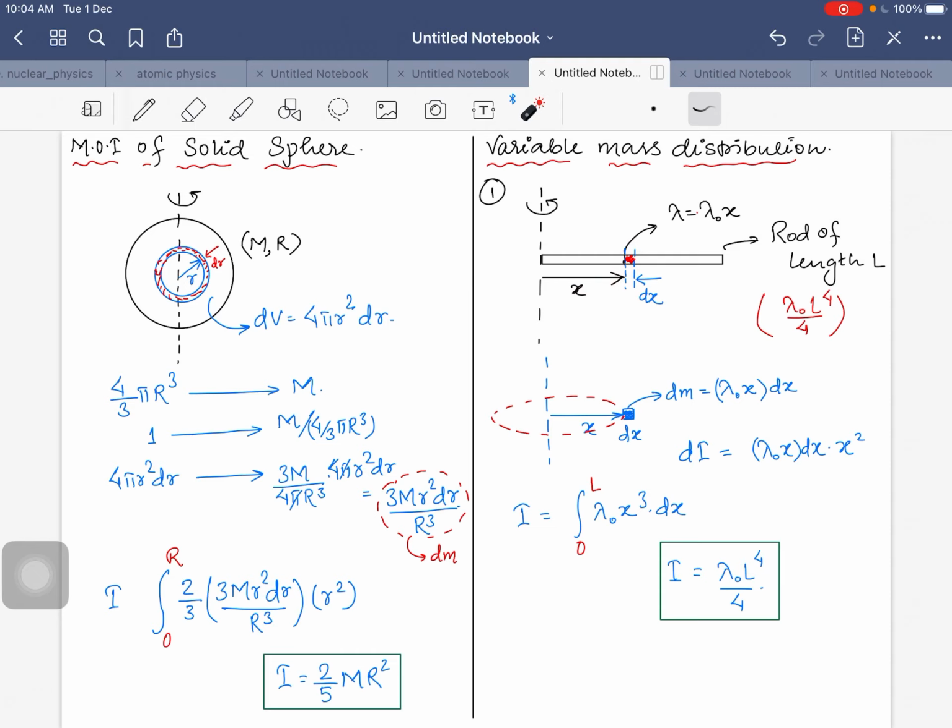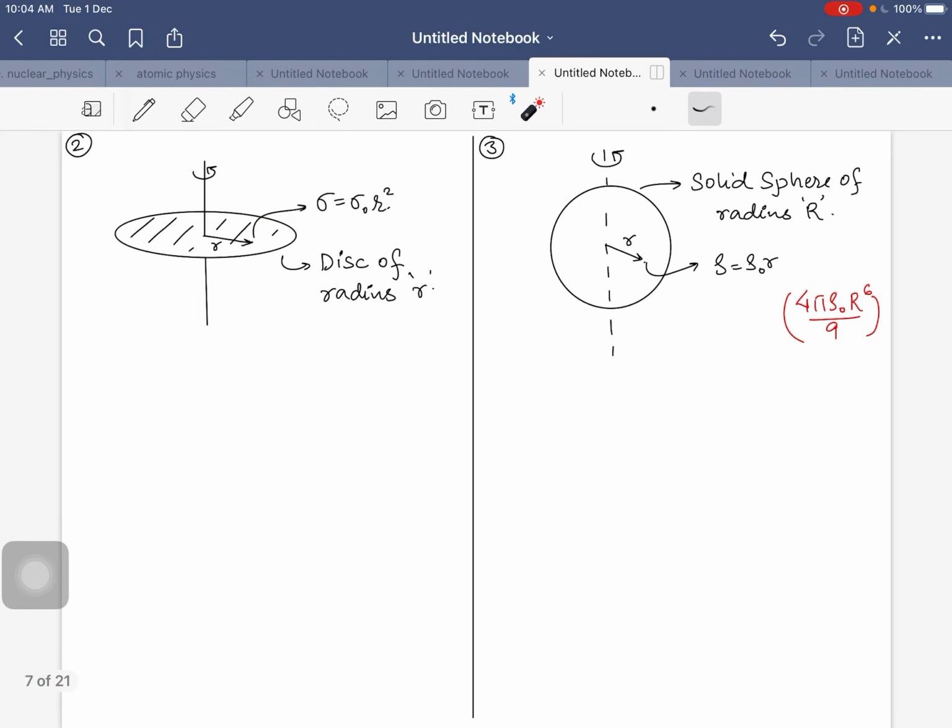Now we'll move to the next problem of variable mass distribution. Okay. Here you see, a disk is given. If I move a distance r from the center like this, distance r, all the points will have the same mass per unit area. Clear? So this time what we can say, it will not be equal to MR square by 2, because that is for the disk where mass is uniformly distributed.